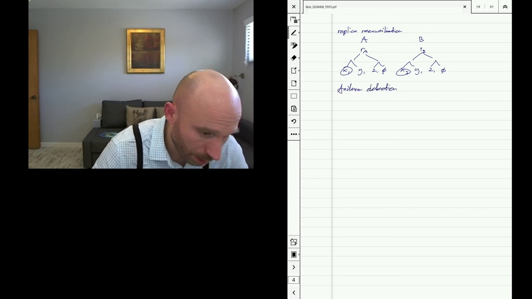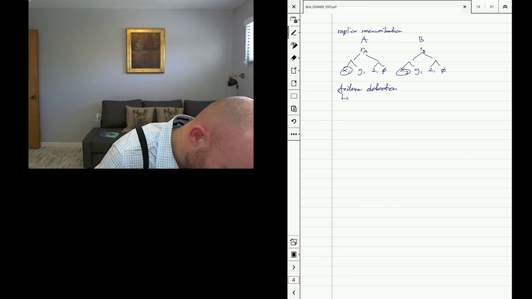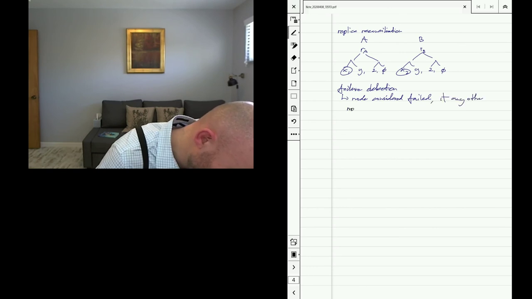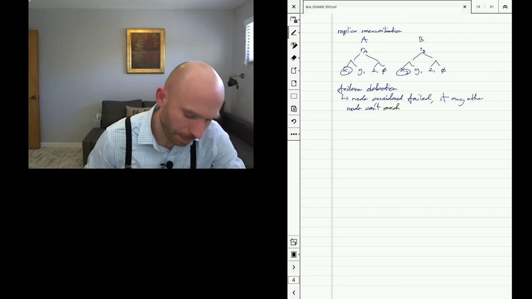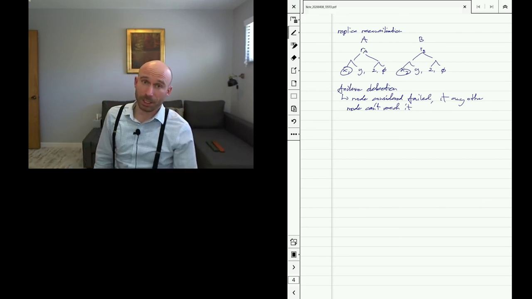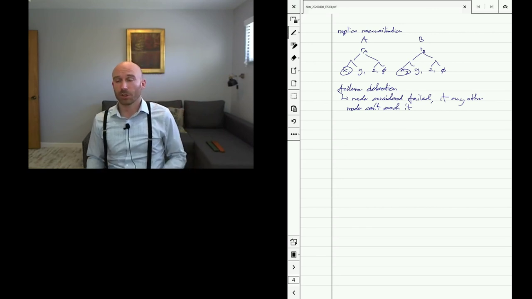A node is considered failed if any other node can't reach it. So in a scenario where there are three replicas, A, B, and C, and A cannot reach B, for example, during a reconciliation process, A would consider that B has failed. But there could be perfectly good communication between B and C, and both of them would consider each other as being up.